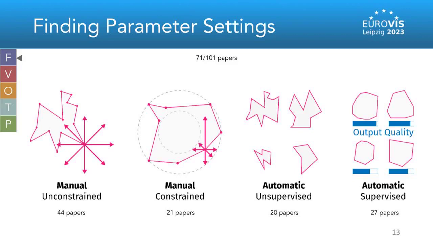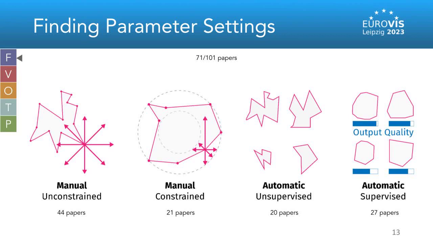In the finding parameter settings theme, we further distinguish between who the main actor is, human or computer, manual versus automated, and how much freedom the actor has, leading to the 4 strategies on the slide. They are illustrated by a polygon standing in for a spatial parameter. In the manual unconstrained case, the human can position any vertex anywhere, while in the constrained version vertices may only be placed within the rings, a parameter subspace.